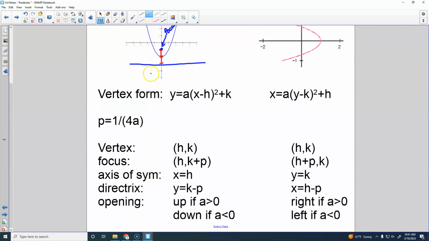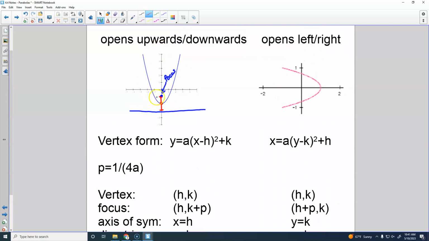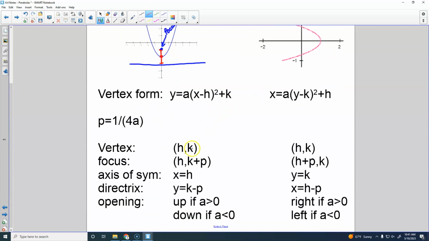And so your axis of symmetry is just going to be the line where this folds in half. If this is your equation, then it would be vertical. Over here, it would be horizontal. And then whenever you look at the ones that open left and right, everything's sort of backwards for this. So same stuff, but a little bit backwards.